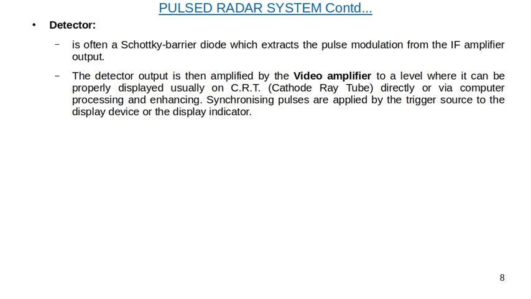Then the next stage is the detector stage. This detector is often a Schottky barrier diode which extracts the pulse modulation from the IF amplifier output. The detector output is then amplified by the video amplifier to a level where it can be properly displayed, usually on CRT directly or via computer processing and enhancing. The synchronizing pulses are applied by the trigger source to the display device or the display indicator.